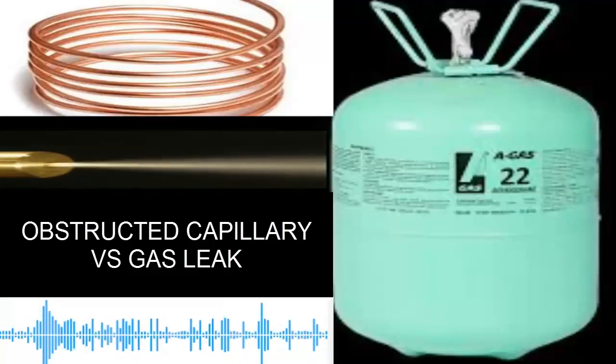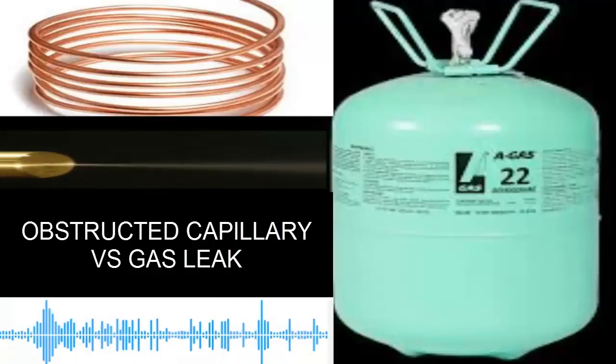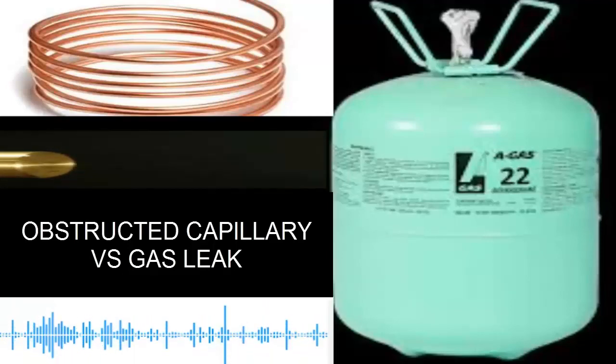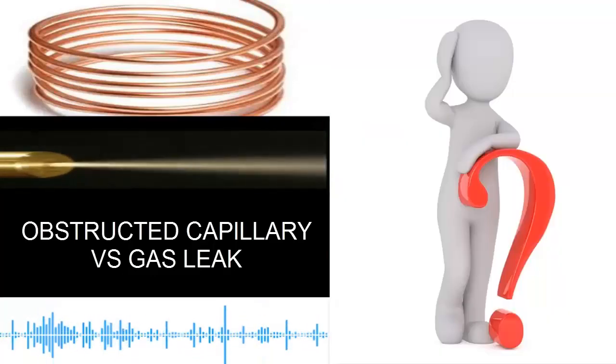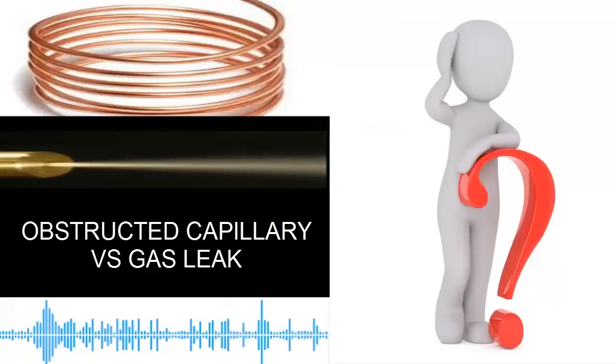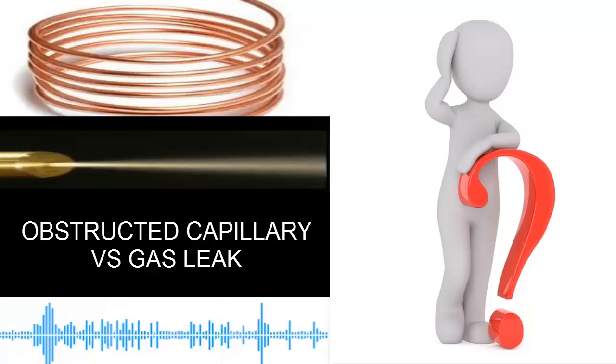Let's start by saying that two common problems in refrigeration equipment are the lack of refrigerant and also an obstructed capillary. Sometimes, these problems can be difficult to differentiate because the symptoms may appear similar. Therefore, we will explain the distinctive symptoms of each issue below.